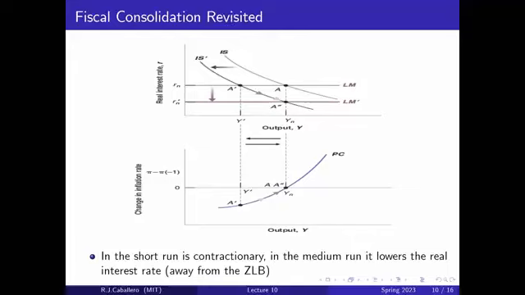Well, you move the IS to the left, no? You cut government expenditure, you increase taxes. That will bring output below the natural rate of output. You go to the Phillips curve here, that means inflation now, you get into deflationary forces, or inflation starts declining.